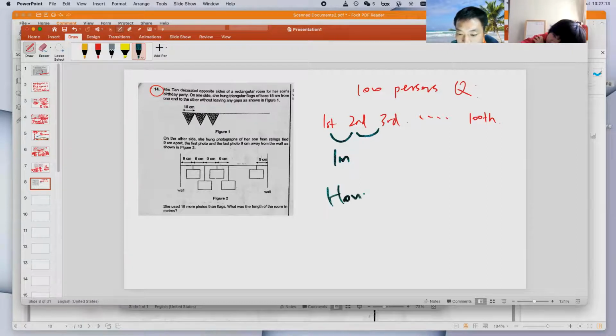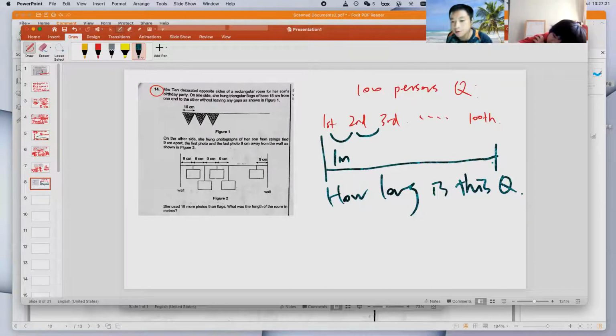Then can I ask you, how long is this queue? That means from here to here. So how long is this queue? I let you do this question first. With this, then you can actually apply this concept to the question on the left.